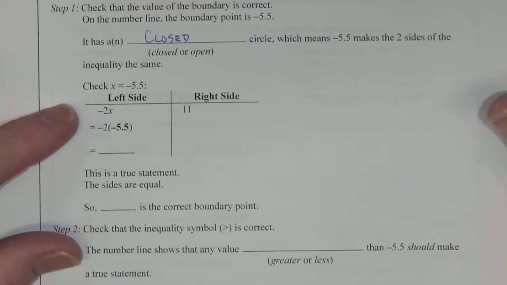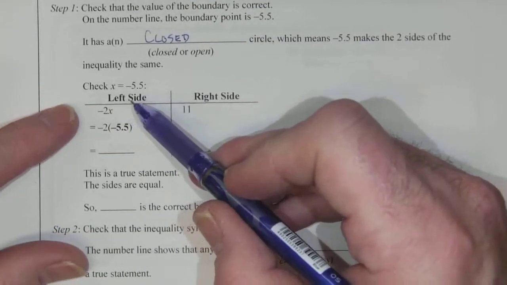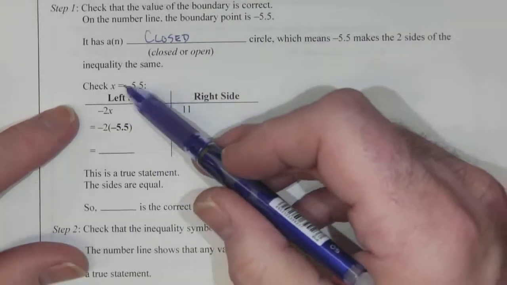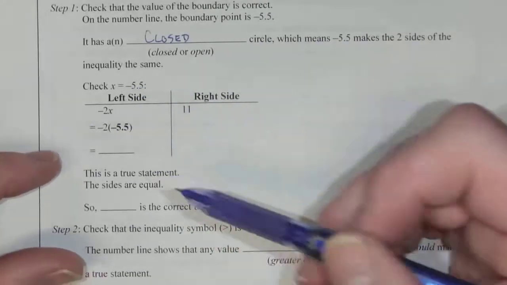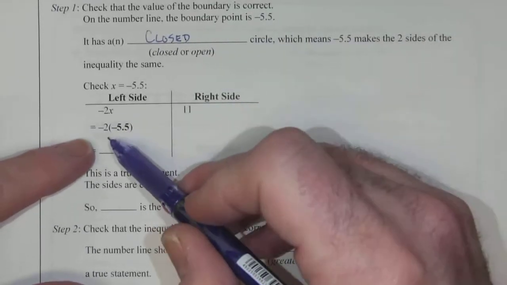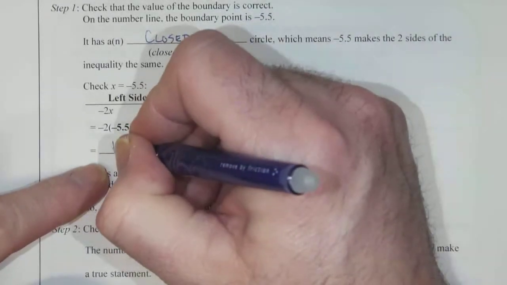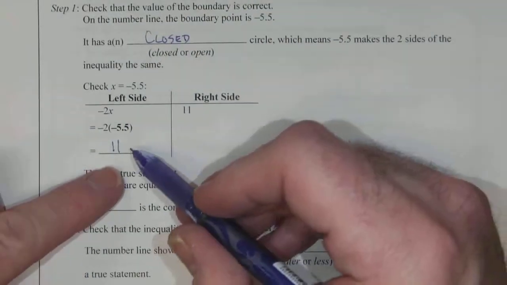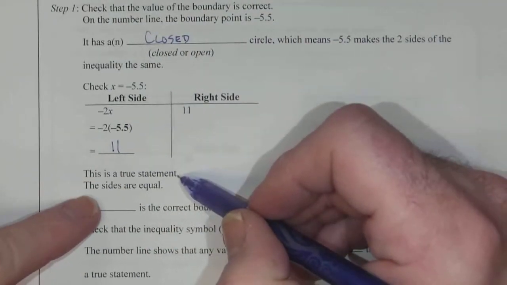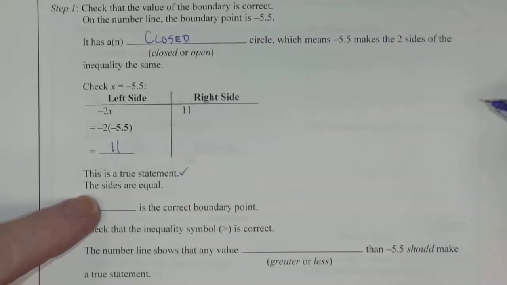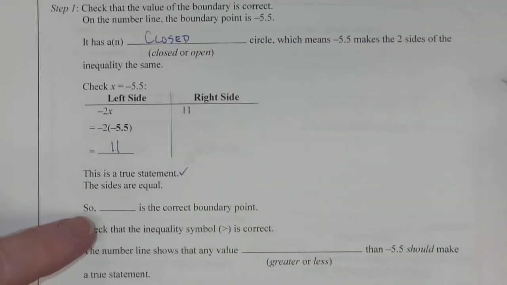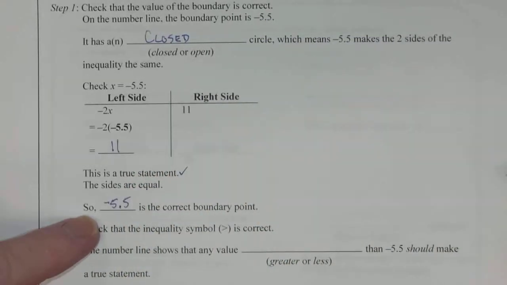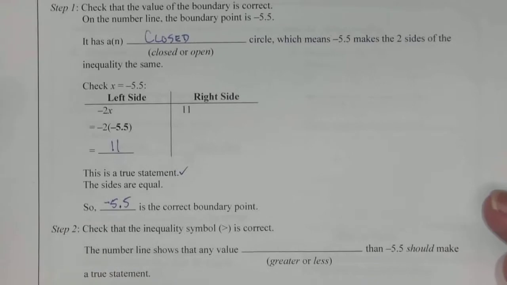So let's check this out. Take the left side of your equation, negative 2x, and you've got your right hand side here, and substitute in your boundary point for x and see what you get. So negative 2 times negative 5.5 is 11. Negative times a negative is positive, so there we go, it's 11. Both sides match, so we know it's a true statement. So we're good. In fact, the boundary point of negative 5.5 is correct. So we've done that. We've confirmed our boundary point.